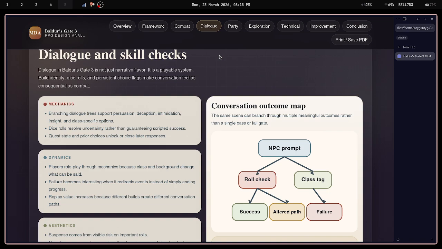The aesthetic produced by this system includes suspense, because the important dialogue rolls feel risky, and narrative ownership, because players feel like their version of the story is actually theirs. It also increases replay value, since different character identities lead to different paths and outcomes. What I find especially strong here is that failure is often treated as alternate content rather than wasted content. That design choice is what makes dialogue feel alive instead of fragile.